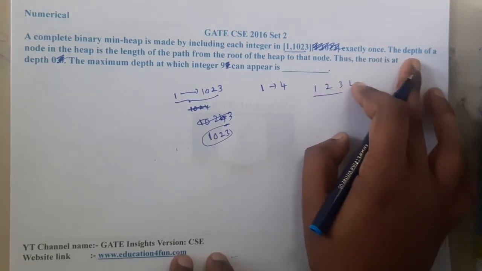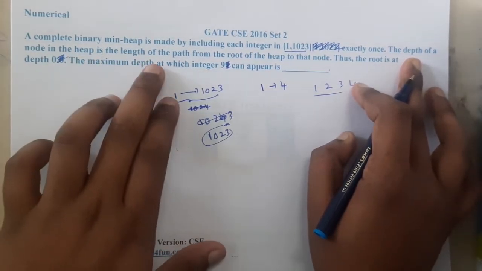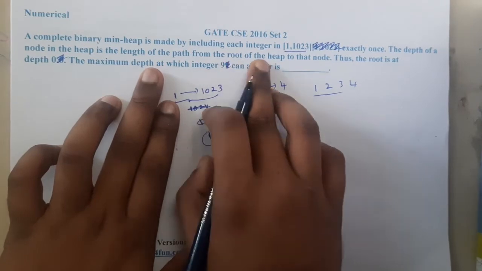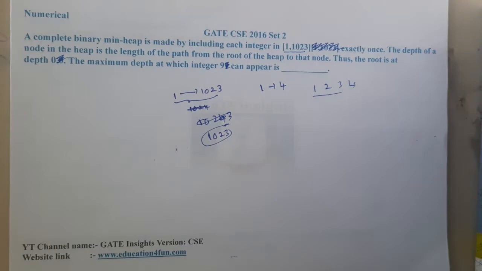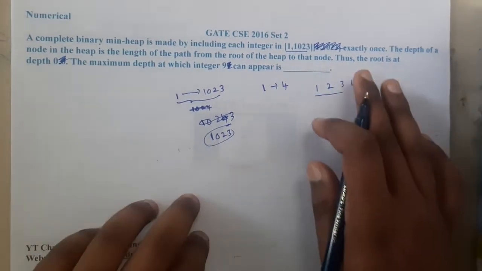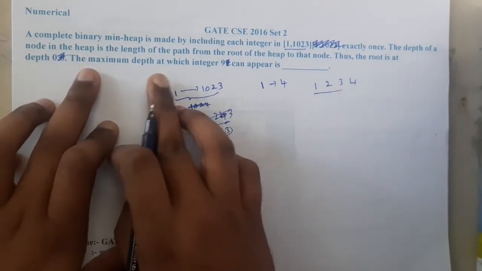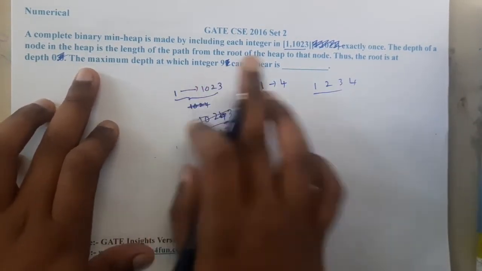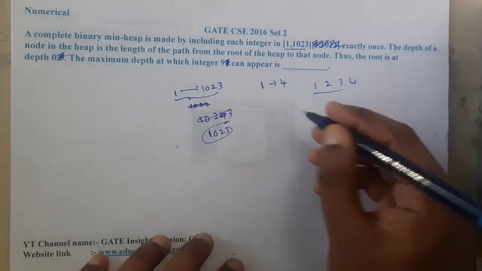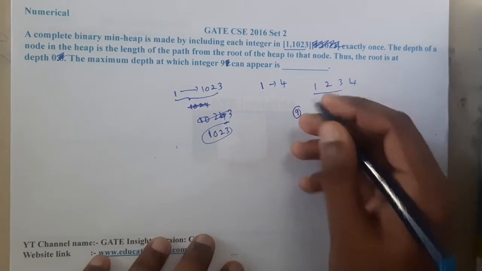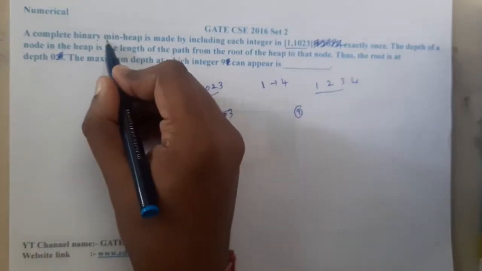The depth of a node in the heap is the length of the path from the root of the heap to the node. So the height is nothing but the normal height which we assume, the longest path in simple words. Thus the root is at depth 0. The question is: the maximum depth at which integer 9 can appear is? So we are in search of integer 9. How far can integer 9 go? We are starting from 1, right? What type of heap is it? It is a min heap.